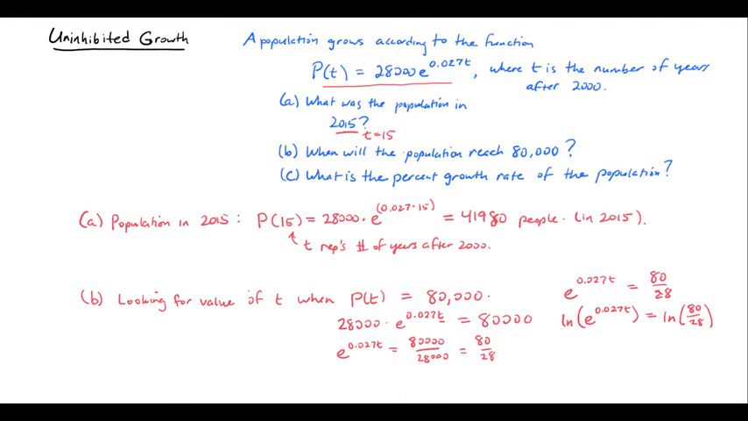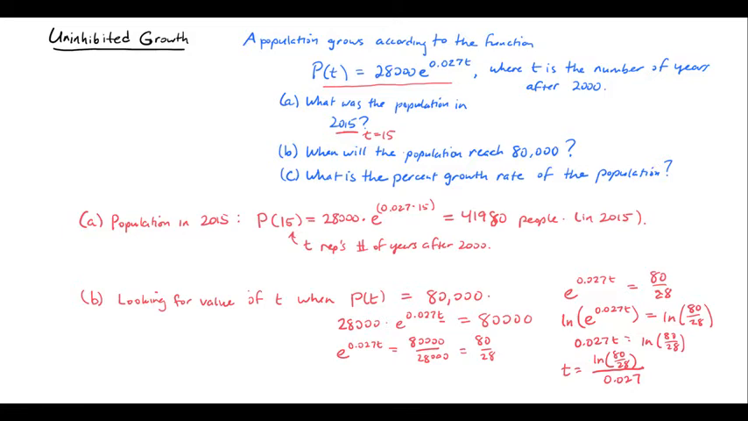Those two processes cancel out, and I'm left with 0.027t equals natural log of 80 over 28. Notice I'm taking my time when it comes to actually calculating stuff. I'm going to calculate everything at the end so that there's no intermediate rounding involved. So I believe that t is equal to natural log of 80 over 28 over 0.027.